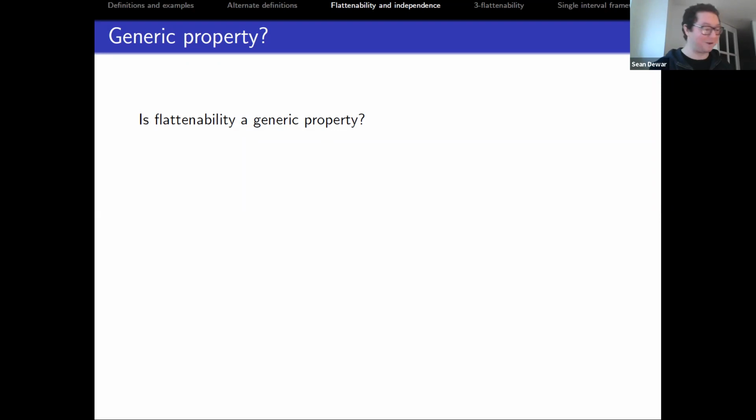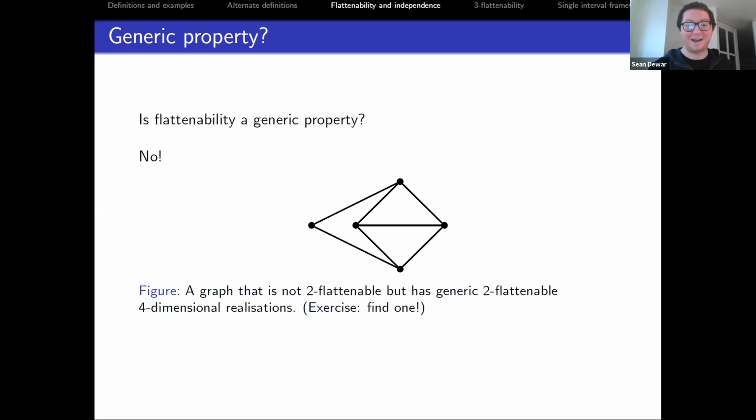So this slide is maybe not too much of a surprise. No, that's the answer. Here is an example. I'm going to leave it as a bit of an exercise because it's quite a nice one.